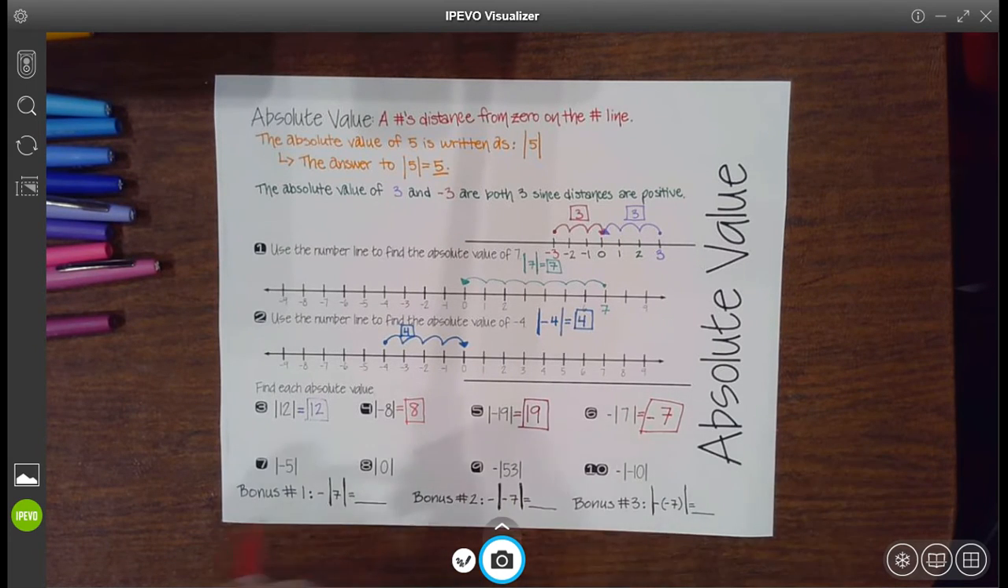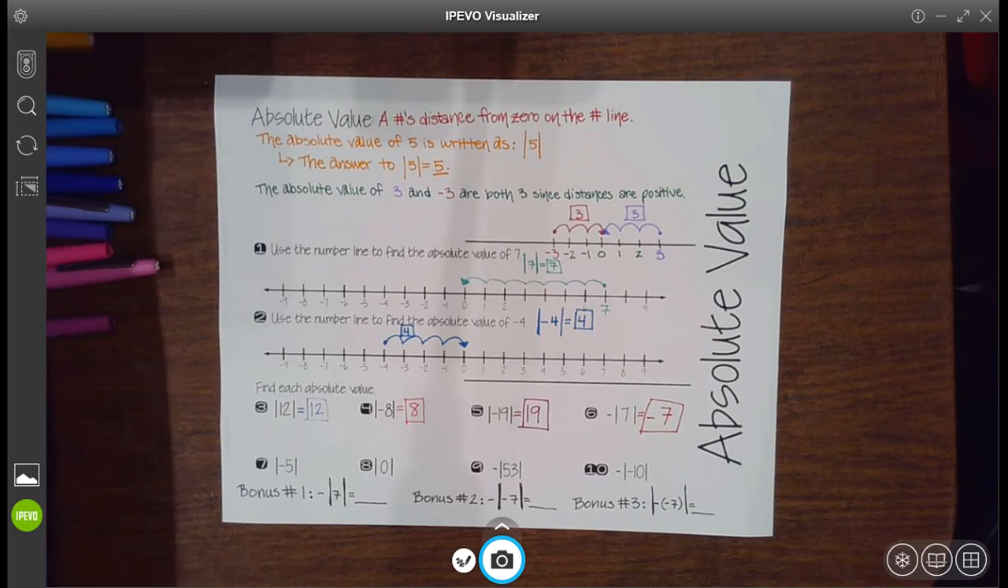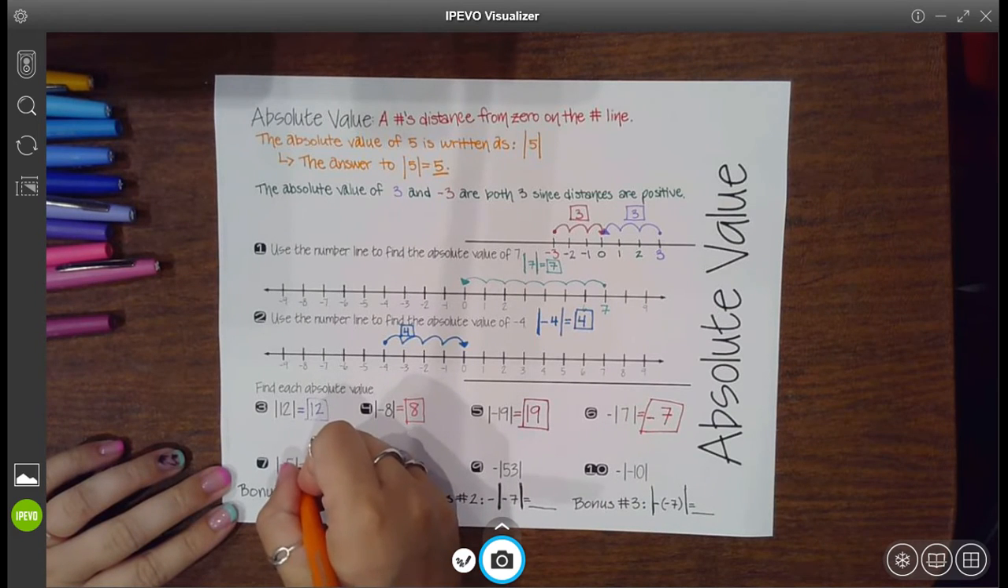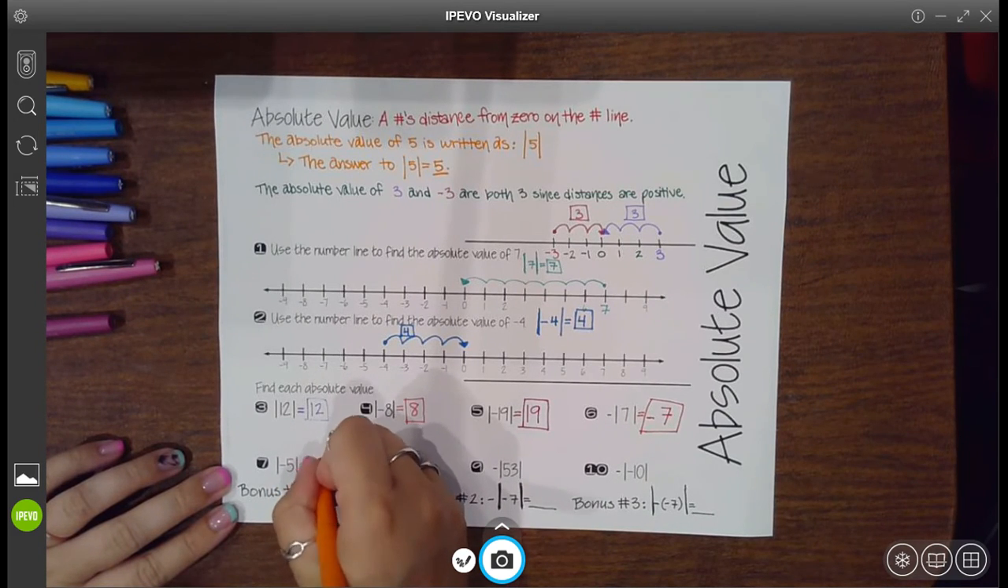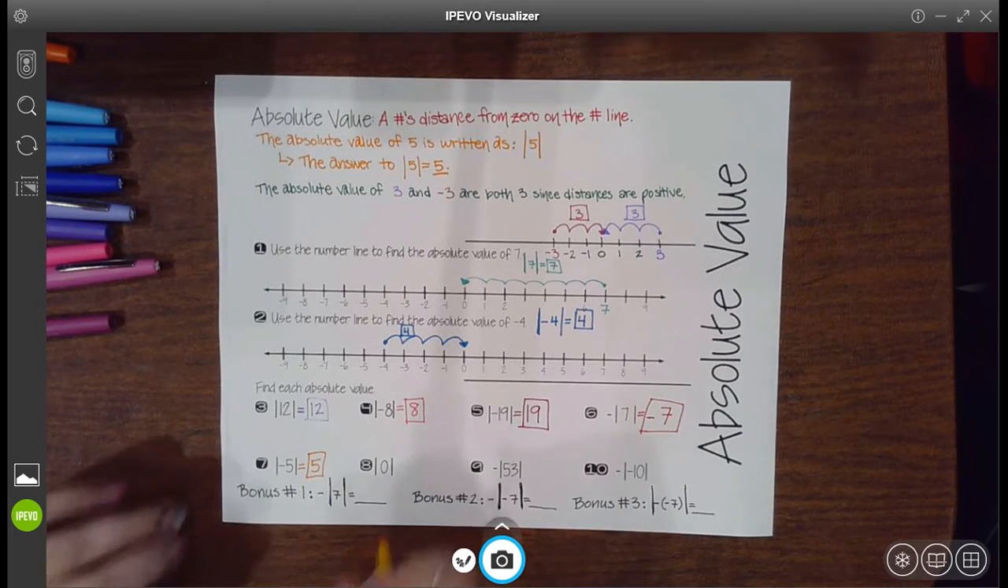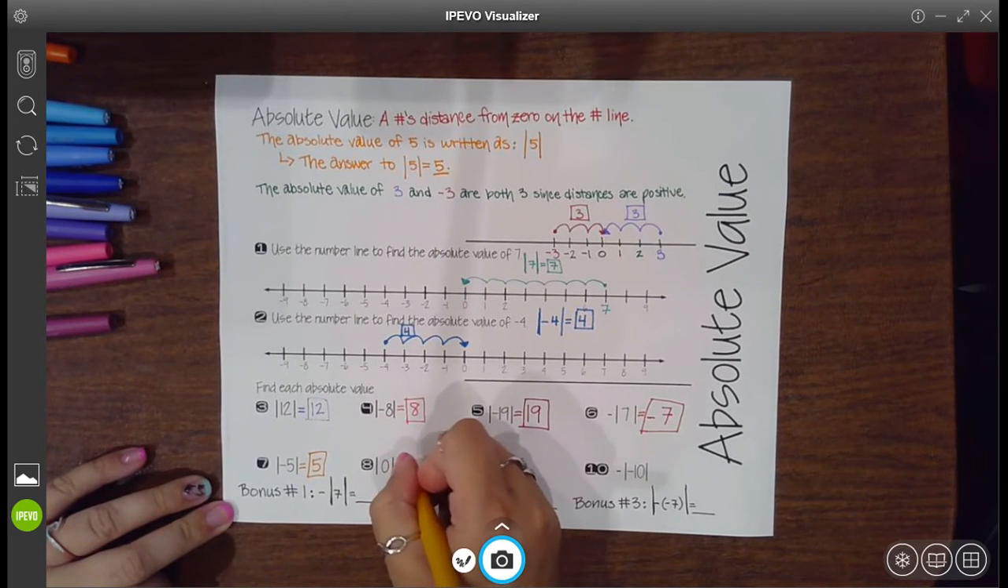Okay, why don't you go ahead and try 7 through 10. Okay, so you paused it to try them. Now you unpaused it and you're back with us. The absolute value of negative 5 is 5. The absolute value of 0 is just 0. 0 is neither negative nor positive.